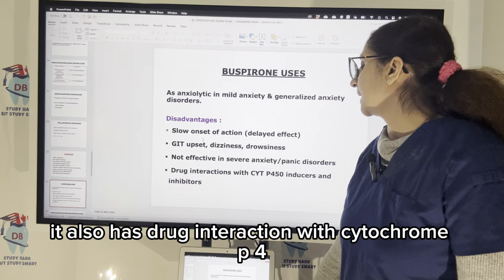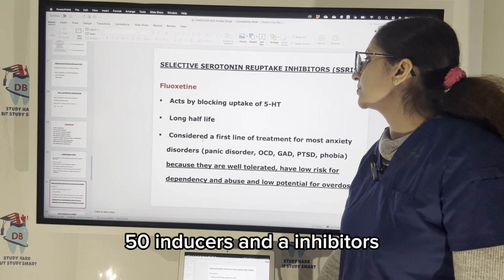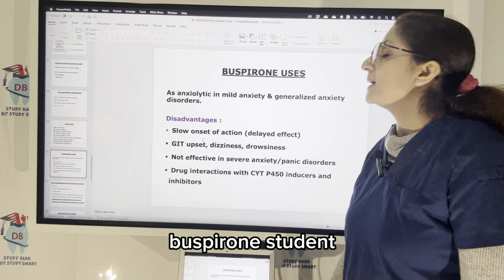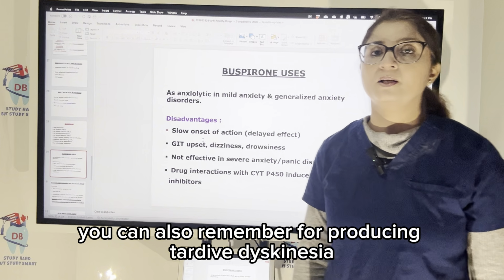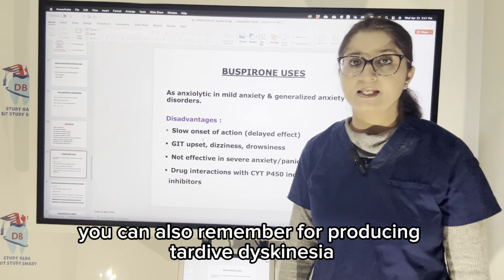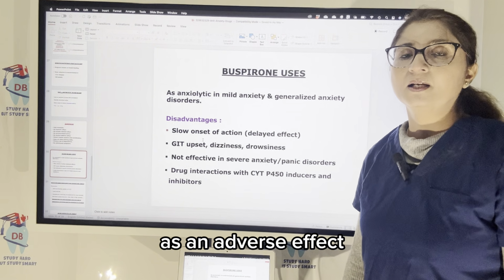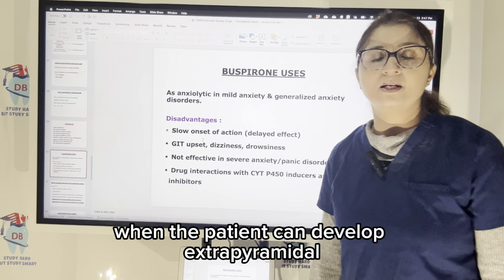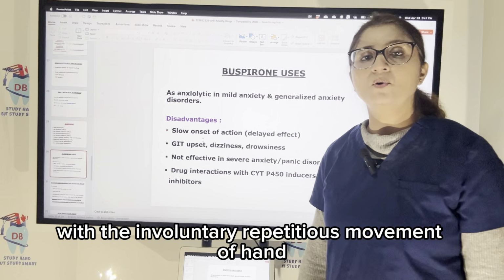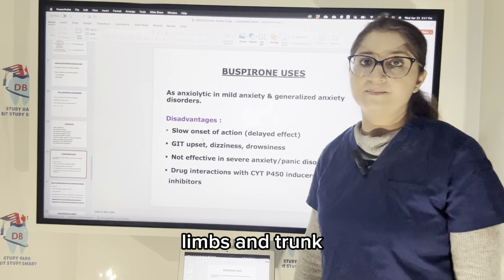GIT upset, dizziness, drowsiness can also happen, but it's not effective for severe anxiety cases. It also has drug interaction with cytochrome P450 inducers and inhibitors. Buspirone, student, you can also remember for producing tardive dyskinesia as an adverse effect, when the patient can develop extrapyramidal or Parkinson-like effect with the involuntary repetitious movement of hand, limbs, and trunk.